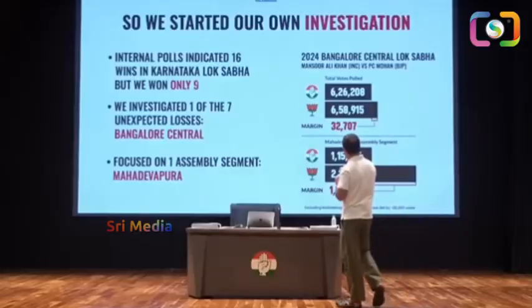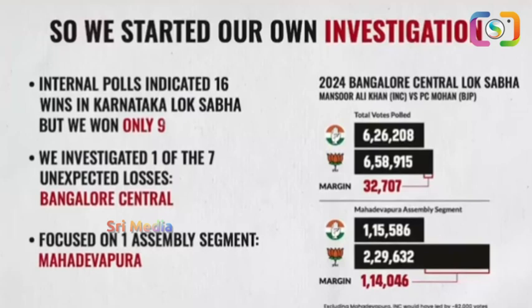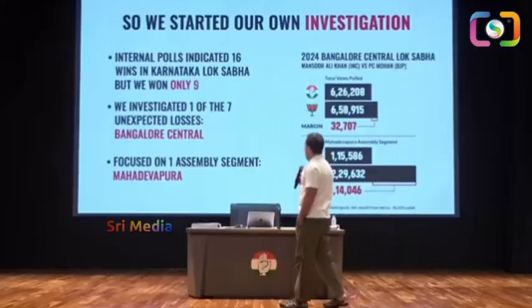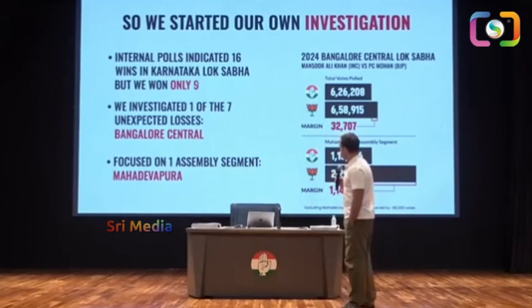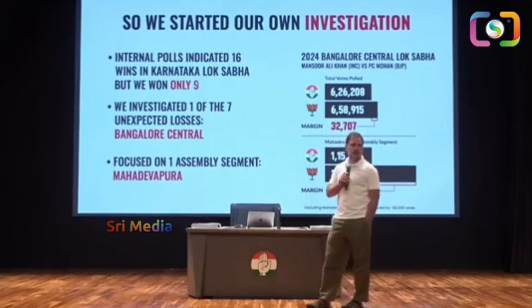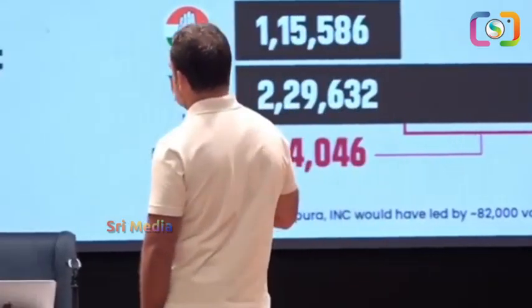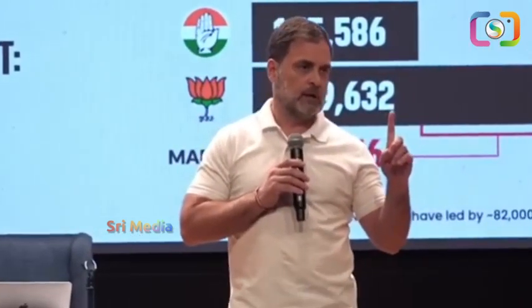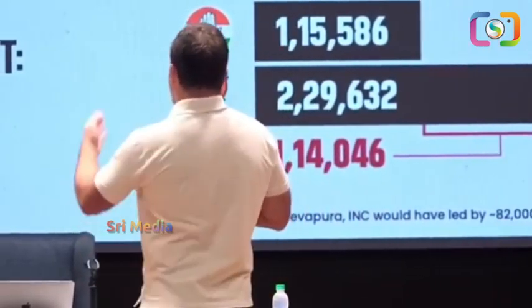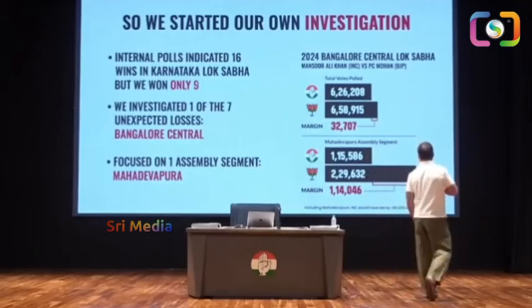Next. And so here is what we did. Our internal polling told us that we were expected to win 16 seats in Karnataka, and we won 9. So we then focused on the 7 unexpected losses, and we chose 1 Lok Sabha, and out of that Lok Sabha, our team said, we can only do 1 Vidhan Sabha. And so we chose 1 Vidhan Sabha, focused on Mahadevapura. And here's the broad maths.